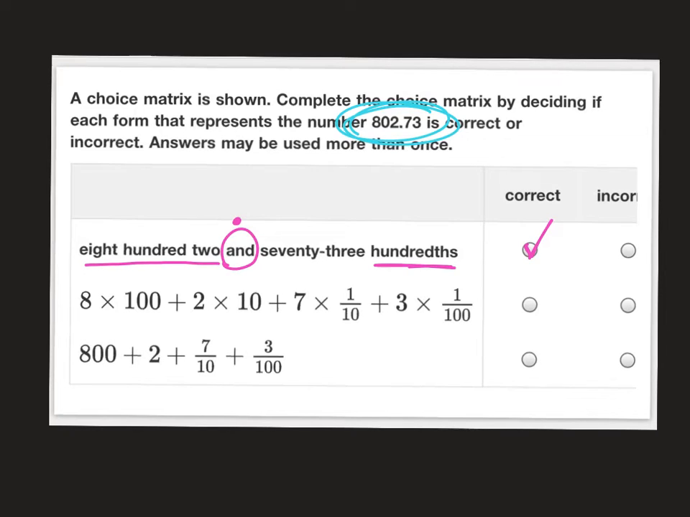The next one, if I look at it, 802. 8 times 100, this is expanded form, so 8 times 100 is correct. But when I look at this and it says 2 times 10, if I look at this 2 up in the actual number, it's actually in the ones place. So this would actually be representing 20, which I know is not the case. So just by seeing that, that one is definitely incorrect. All right. The last one, it's just breaking it down in the numbers. 800 plus 2 plus 7 tenths, and 7 is in the tenths place, and the 3 is in the hundredths place. So this one is correct.